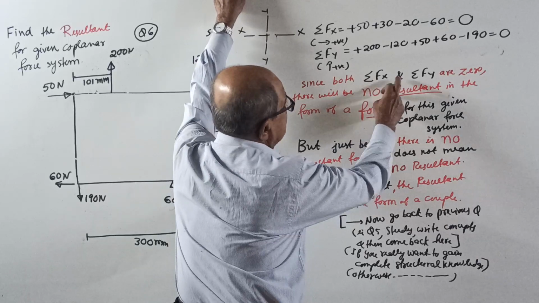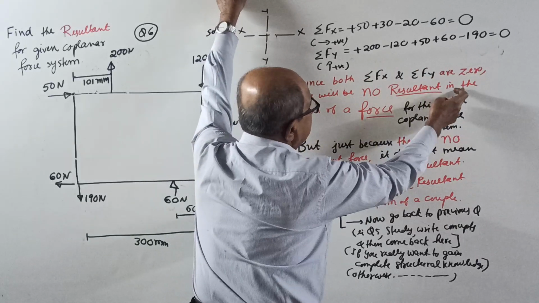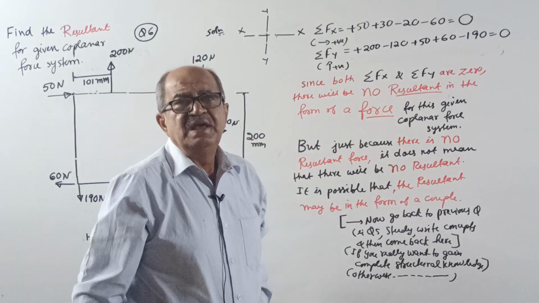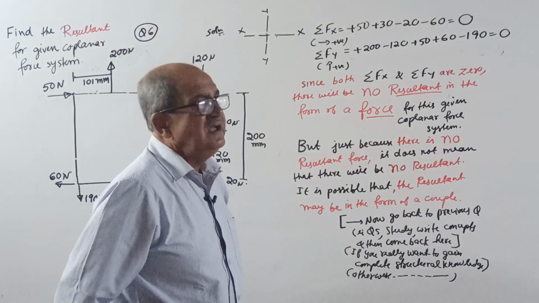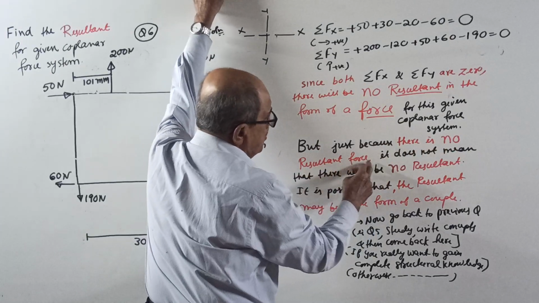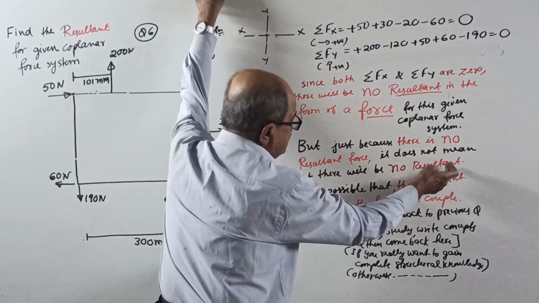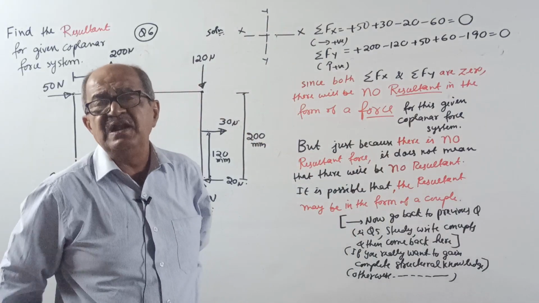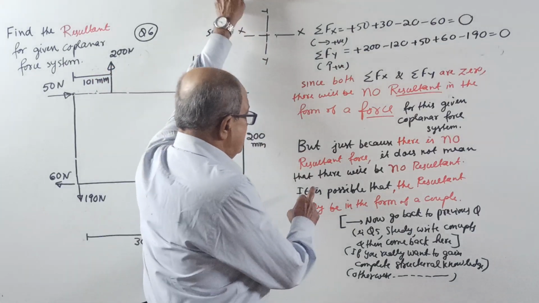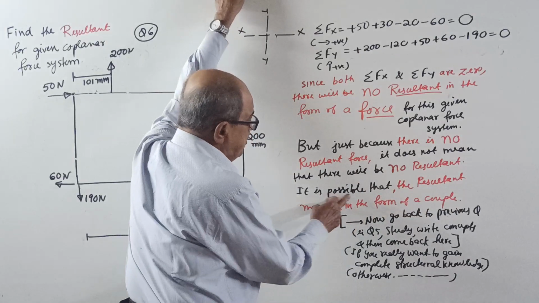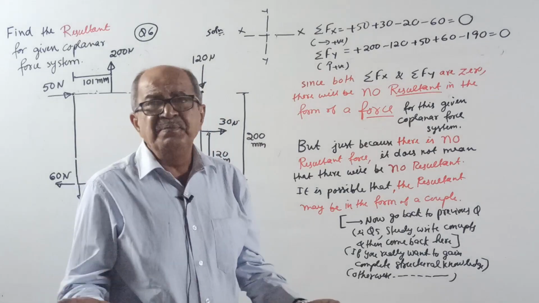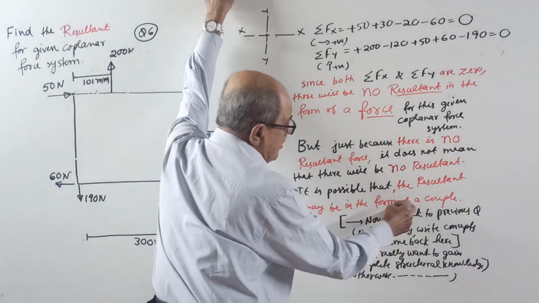Since both sigma Fx and sigma Fy are 0, there will be no resultant in the form of a force. For this given coplanar force system, a single resultant force does not exist, or the resultant force vanishes. But just because there is no resultant force, it does not mean that there is no resultant. Last time's question, the resultant force vanished, but still the resultant was there. It is possible, not compulsory. When the resultant force vanishes, the resultant may be in the form of a couple.